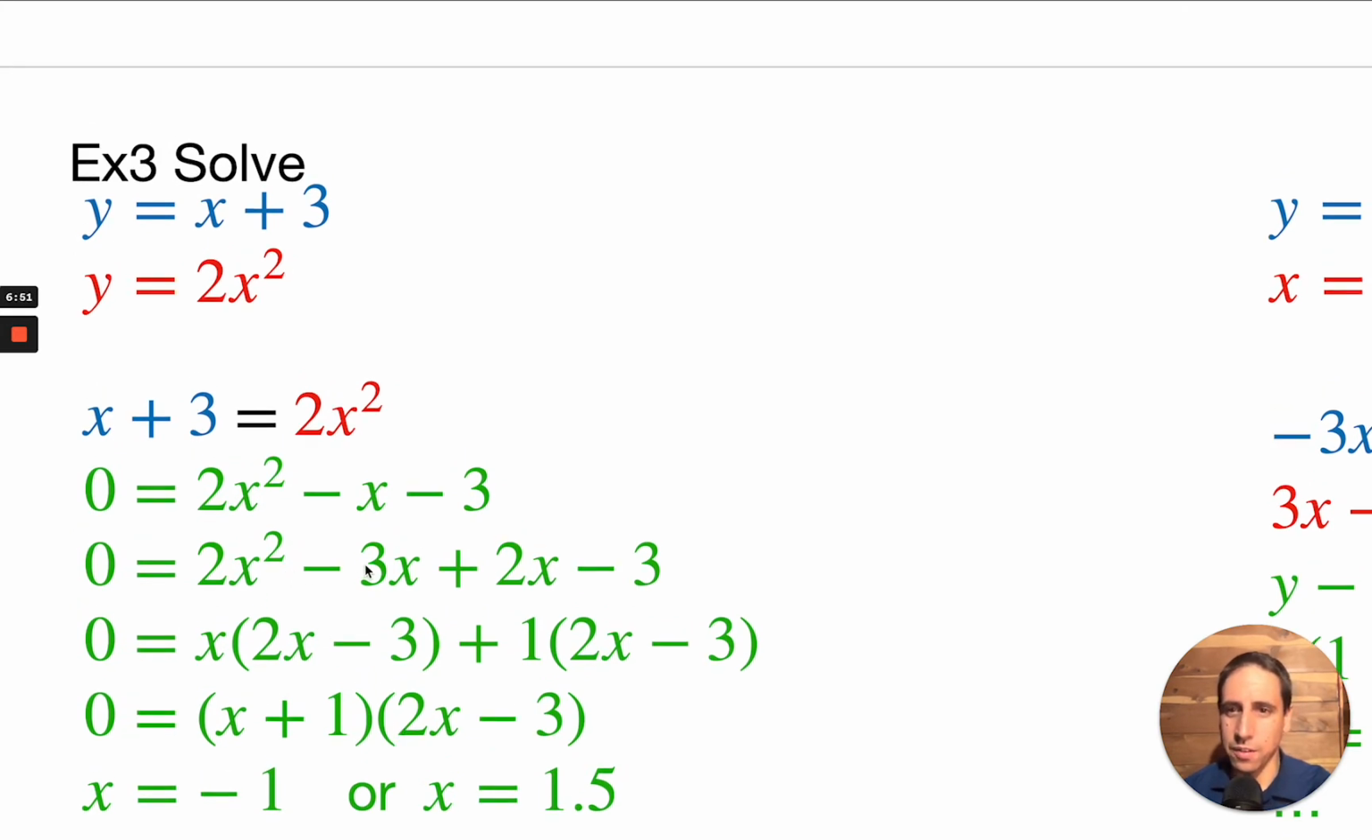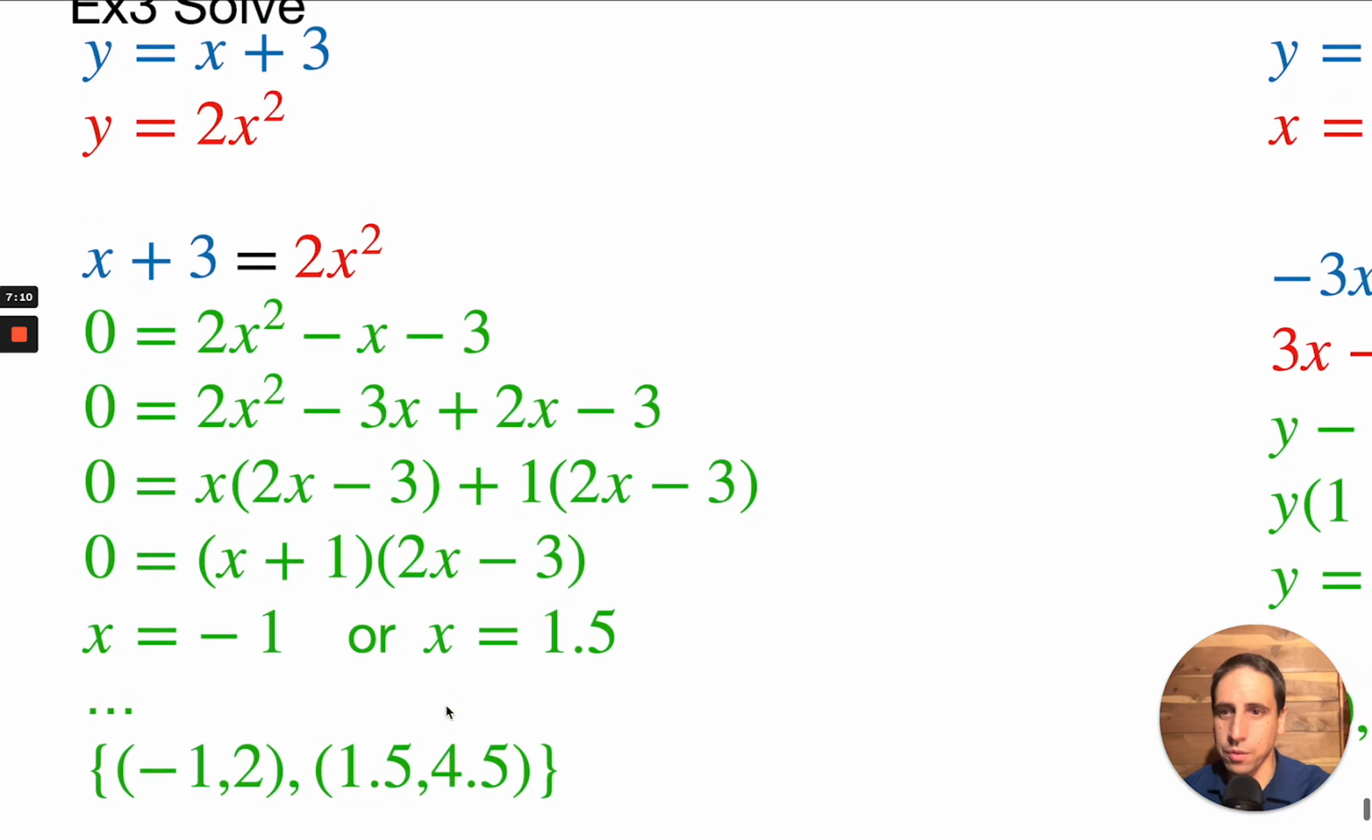All right, so we're going to factor out x here, and then 2x minus 3 is here. Factor out a 1, that's the greatest common factor, and you have 2x minus 3 again. 2x minus 3 got repeated twice. That must mean that we're doing something right. So we get x plus 1 and 2x minus 3.